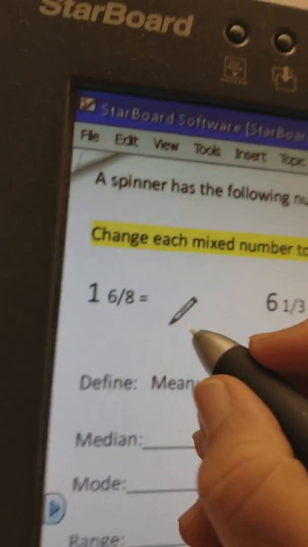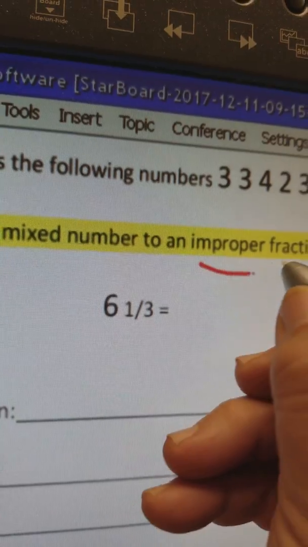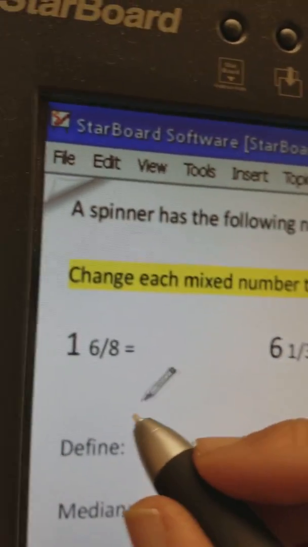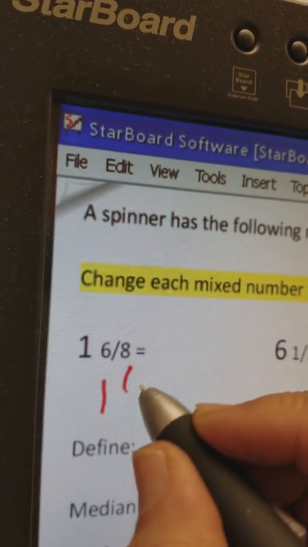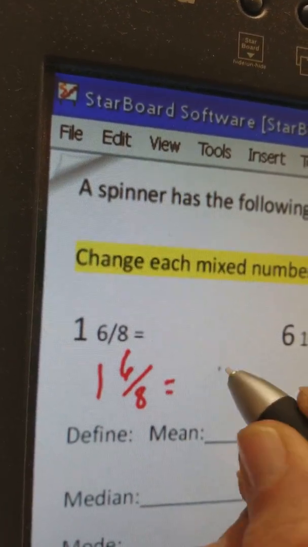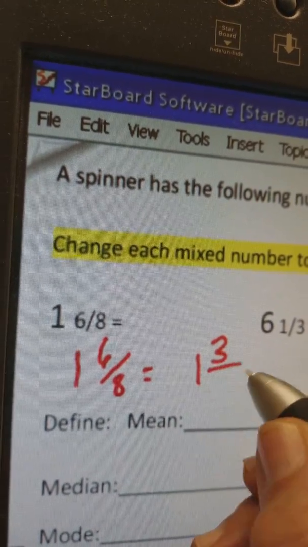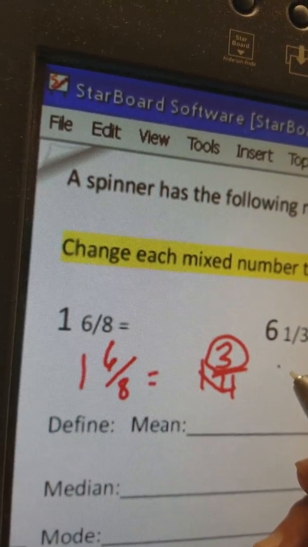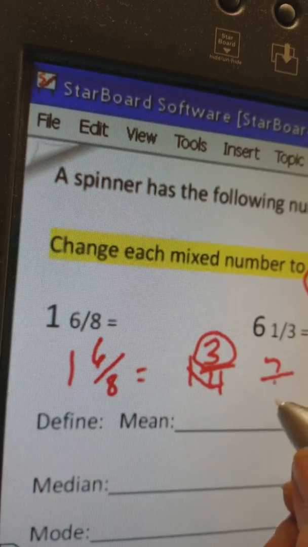Moving down the page, we want to change to an improper fraction. I know some people panic when the top number's larger, but that's what an improper fraction is. First thing we should do is look at 1 6/8. It can be reduced to 1 3/4. 1 times 4 is 4. Add 3 is 7 over 4.